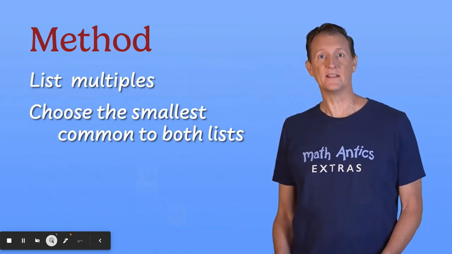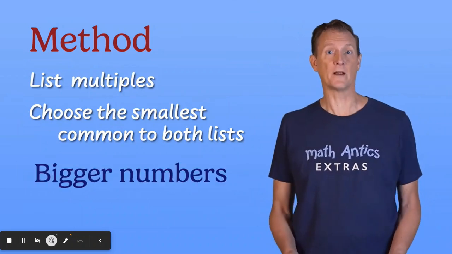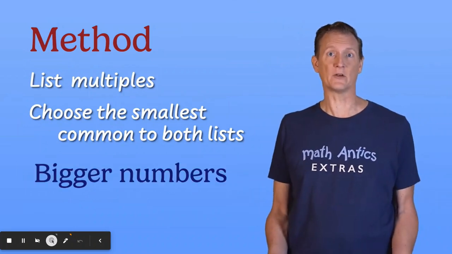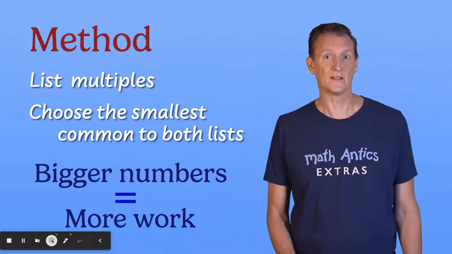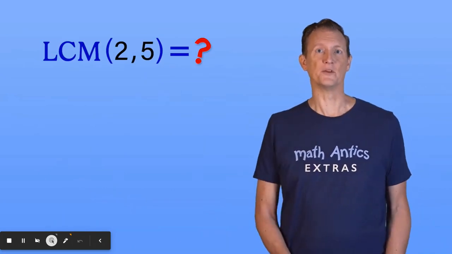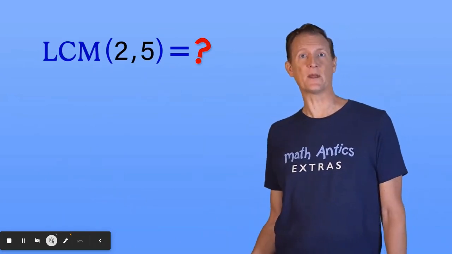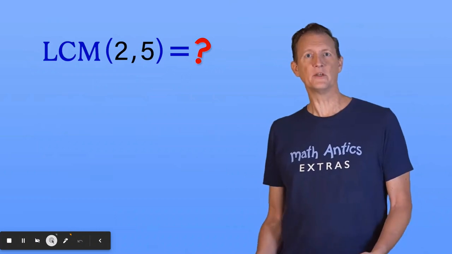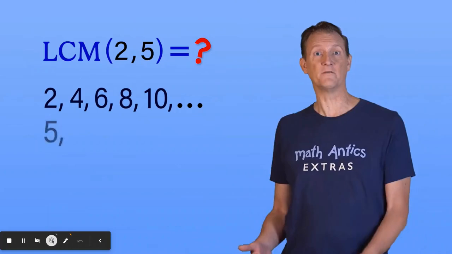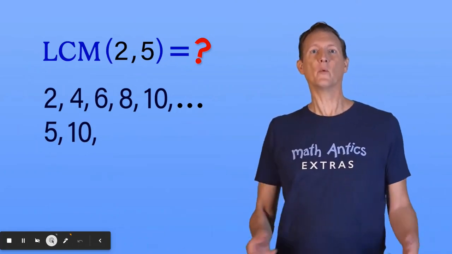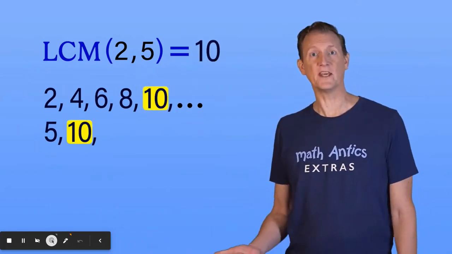The second drawback is that if the numbers are bigger and harder to find multiples of, either by skip counting or just by using multiplication, then this method can be a lot of work. It's not hard at all to find the LCM of 2 and 5 by listing their multiples, because those are so easy to skip count or calculate. Skip counting by 2 gives you 2, 4, 6, 8, 10, and skip counting by 5 gives you 5, 10. Well, see, we already found the least common multiple is 10.